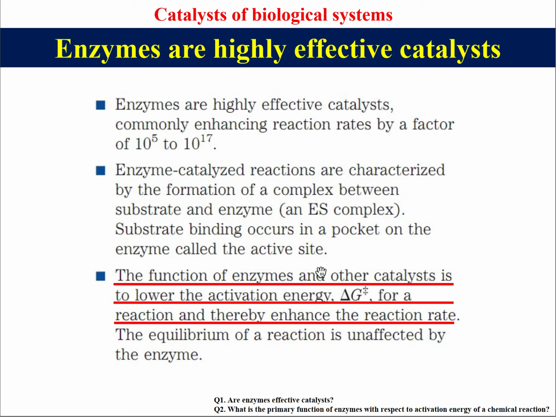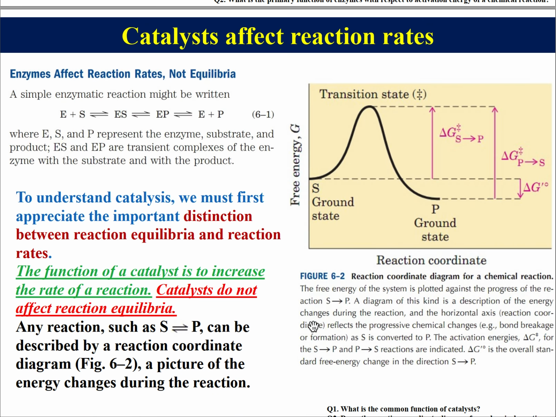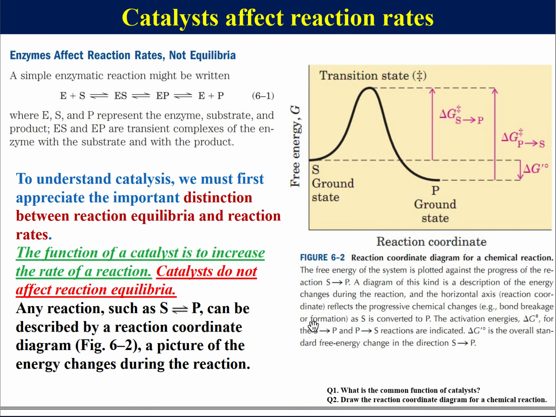The function of an enzyme and other catalysts is to lower the activation energy, delta G, for a reaction and thereby enhance the rate of the reaction, and the equilibrium of a reaction is unaffected by the enzyme. So how do catalysts affect the reaction rate? Look here, enzymes affect the reaction rate, not the equilibrium. A simple enzymatic reaction might be written as enzyme substrate complex, enzyme product, enzyme product.